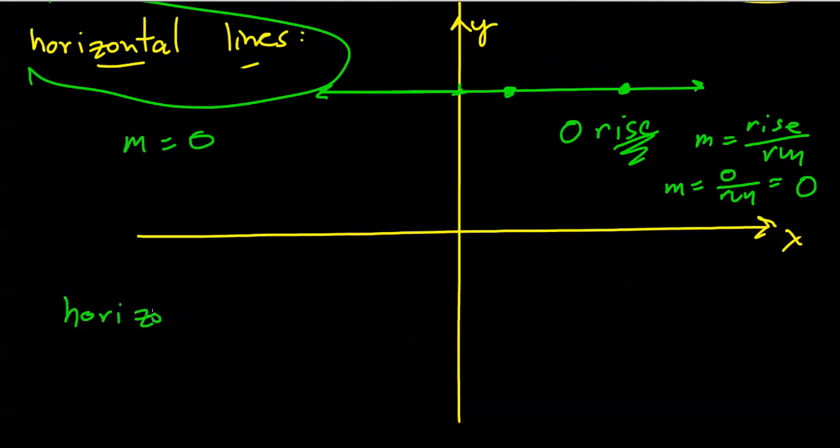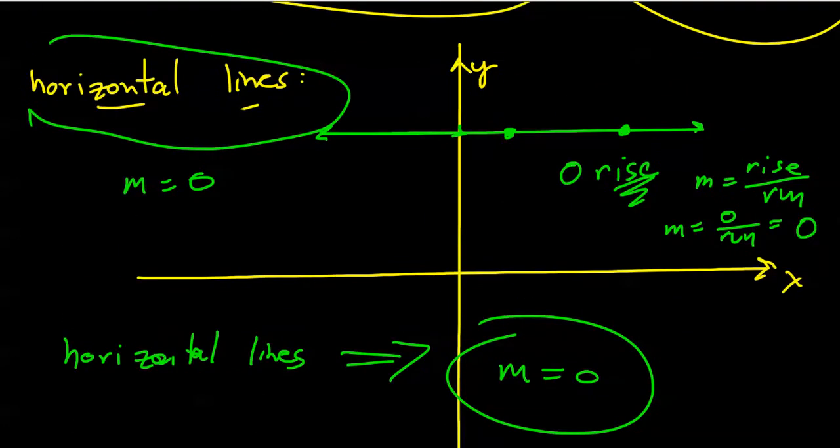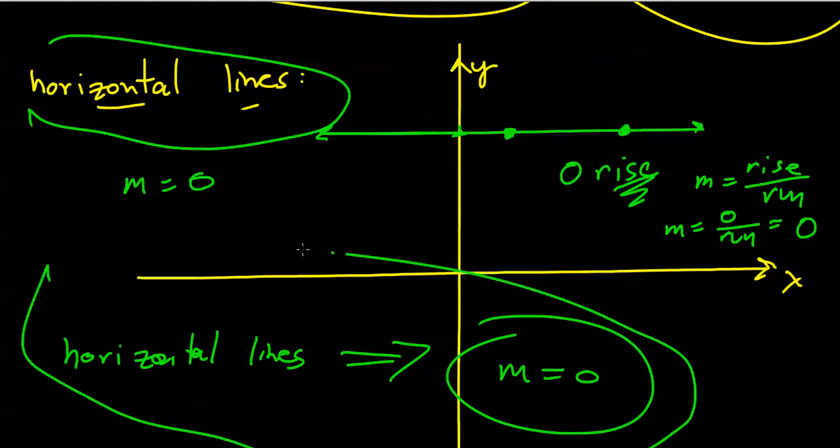So let me write that down. Horizontal lines will always give you a slope equal to 0. Now 0 is a number. It exists on the number line. So don't confuse it with undefined slope that we're going to talk about next. Horizontal lines, 0 slope. Okay?